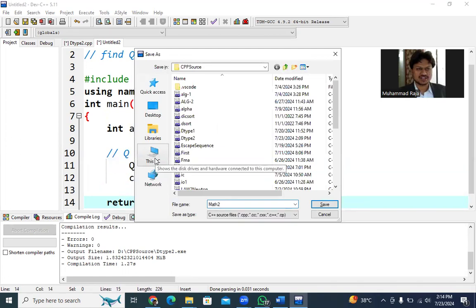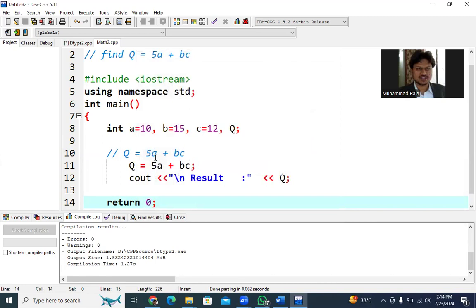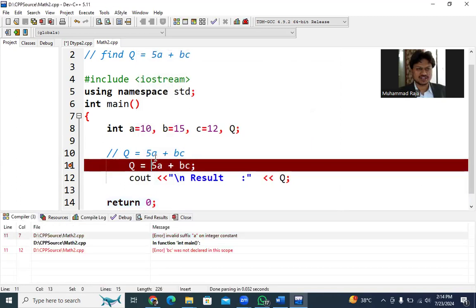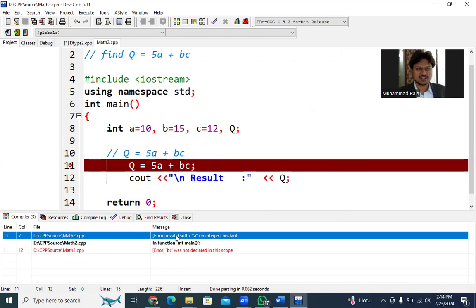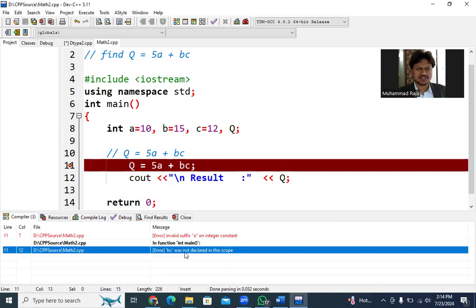Sorry, the mathematical expression math 2. So math 2, we are here. Now we have to compile it. Oh, what happened here? It is 5A plus BC. But our compiler is saying invalid suffix A on integer constant, because there is no such thing. And similarly, BC was not declared in this scope because there is no variable BC.